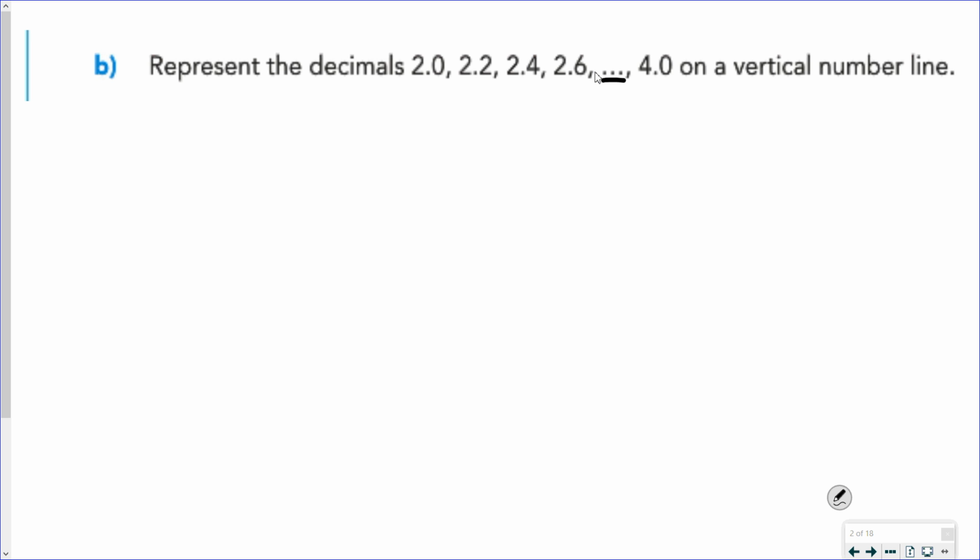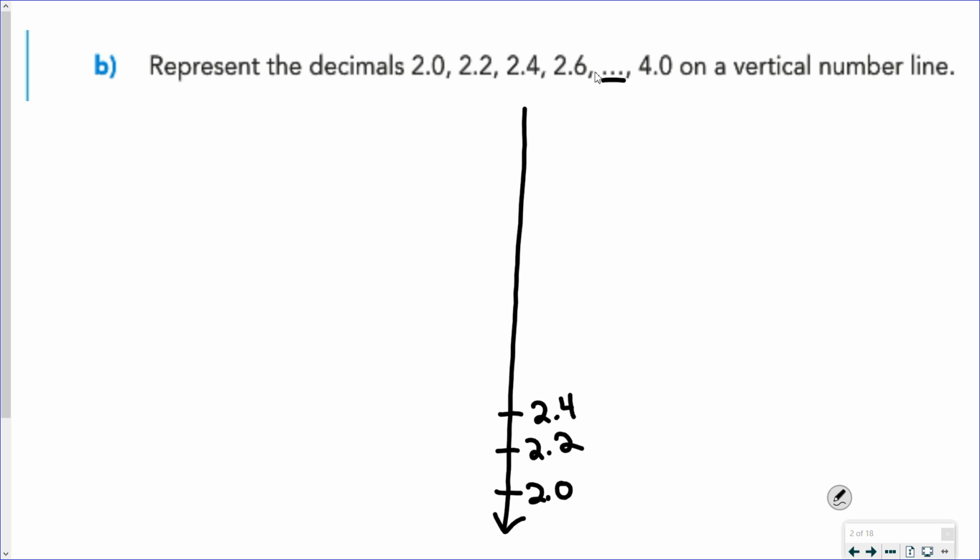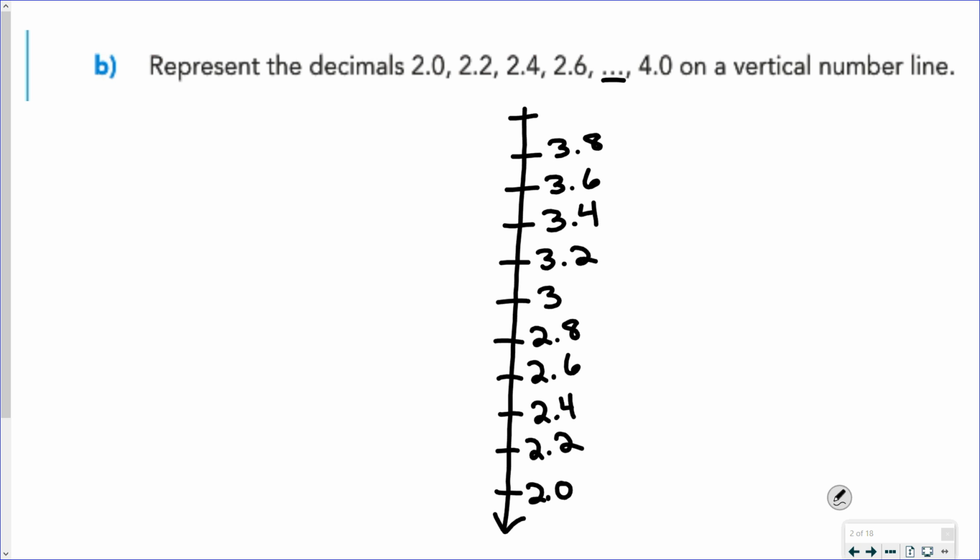So once again, we're using a vertical number line. So we're going to start down here at the bottom, extend our line up, and we start with 2, 2 and 2/10, keep our spacing, 2 and 4/10, 2 and 6/10, 2 and 8/10, 3, 3 and 2/10, 3 and 4/10, 3 and 6/10, 3 and 8/10, and finally 4.